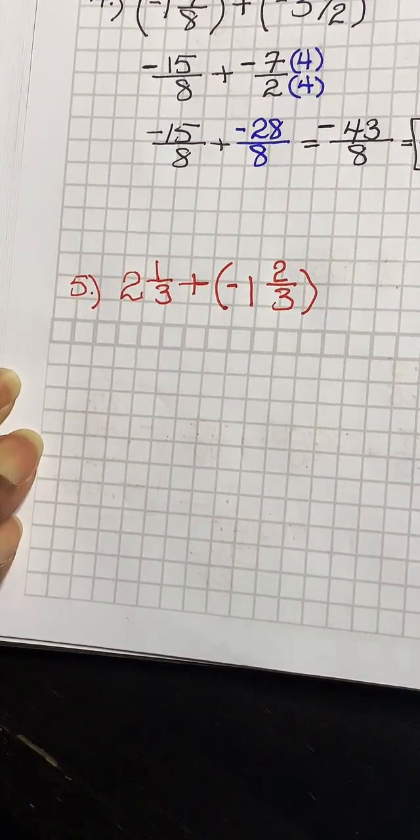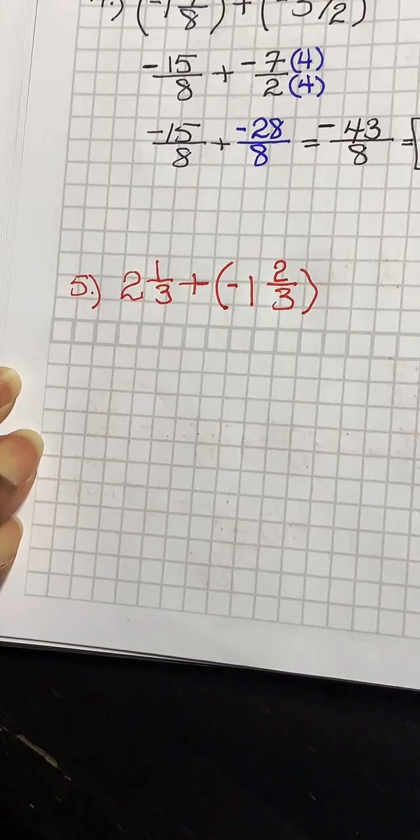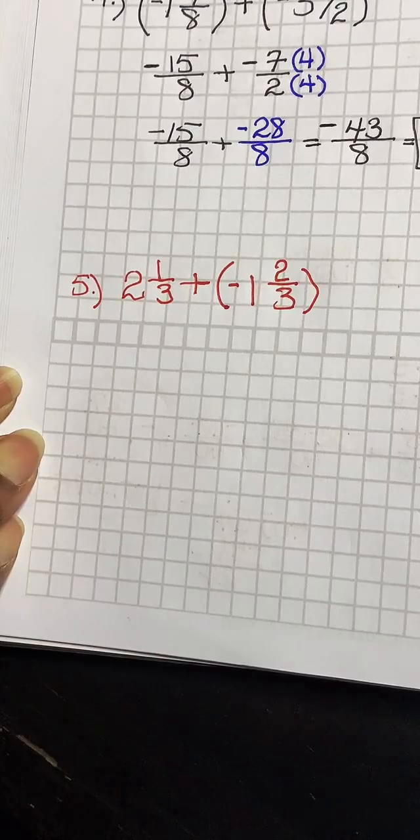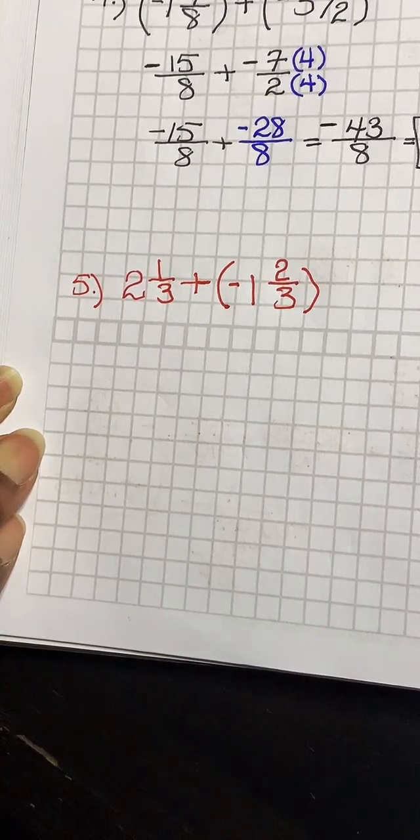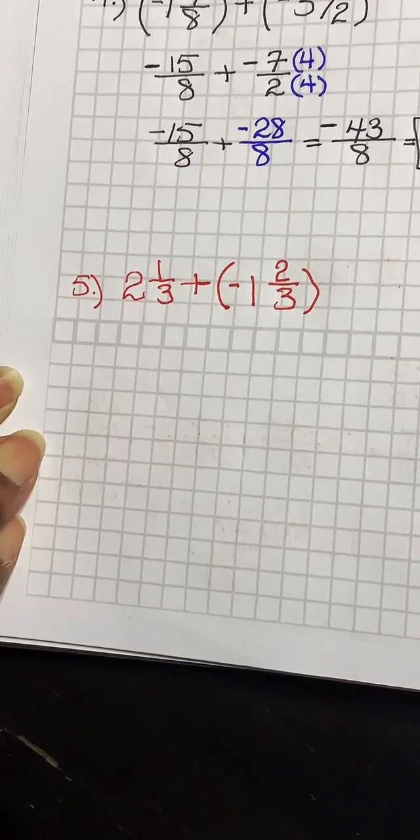Okay. And I know a lot of people are going to be like, oh, well, I don't really have to change this into a mixed number. I can just basically do 2 minus 1. And then I could just do like the 1/3 minus the 2/3, which will give me -1/3. All right, so let's see. Because basically you'll get that.